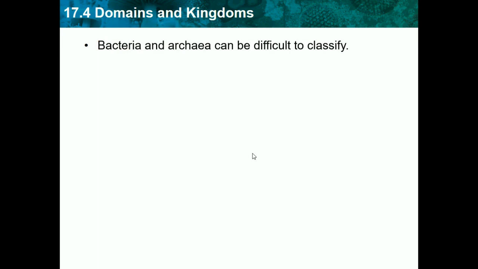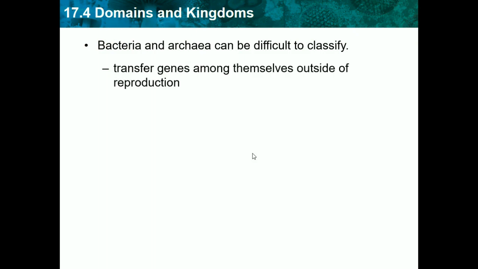Bacteria and Archaea can be difficult to classify because they're very similar, but there are some differences. Transferring genes among themselves outside of reproduction blurs the line between species. So we don't have a very solid line between classifying different things. It's kind of blurred. More research is needed to understand prokaryotes. We need more research to find more differences, like a key that we can use to classify things.